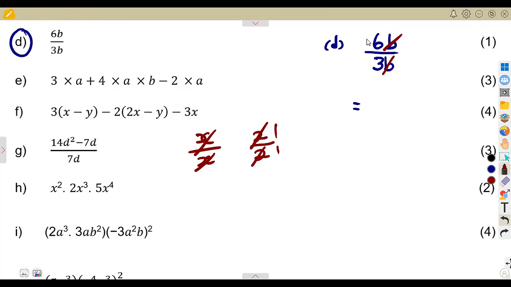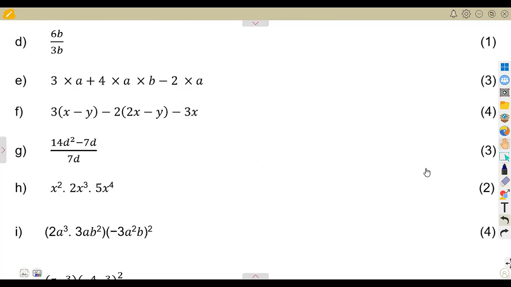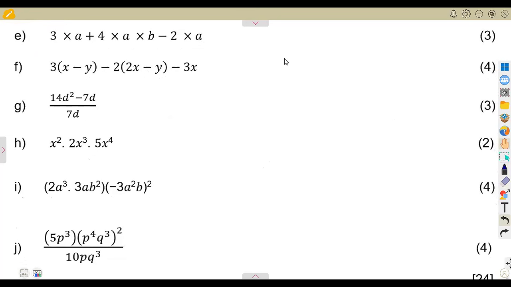All right, so if we divide 6 divided by 3, how many times? 3 into 6, how many times? That's 2 times. So meaning to say our answer was just going to be a 2. Or if you do not understand your division when it comes to the numbers, just use your calculator. 6 divided by 3, that's going to be a 2. Already you canceled the b and the b. So the answer was just going to remain as a 2. All right, so that was it on part d that we had.